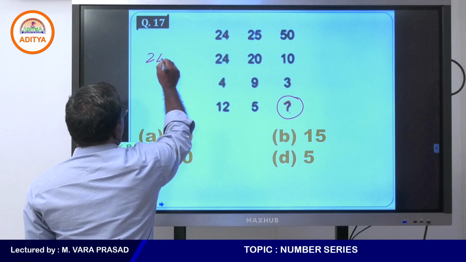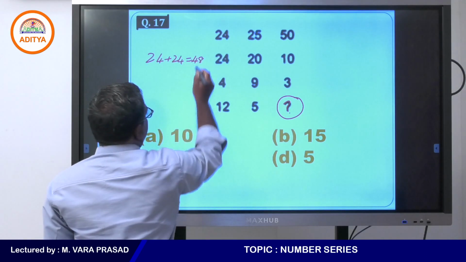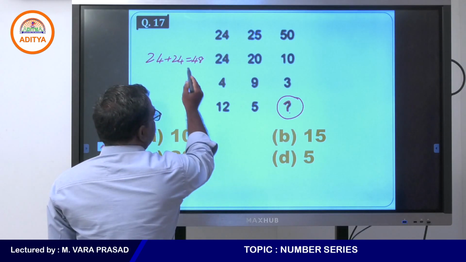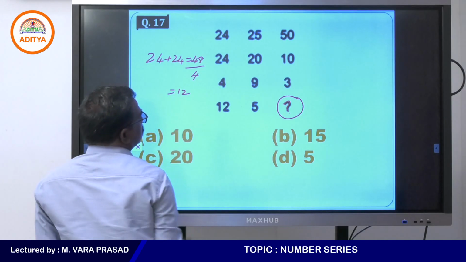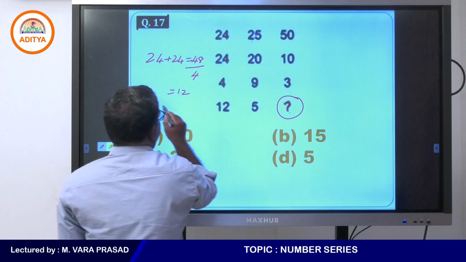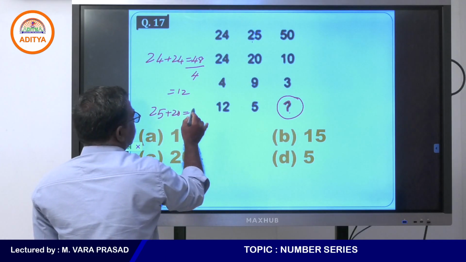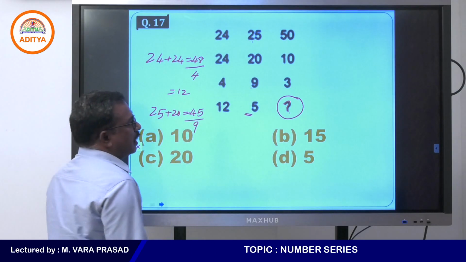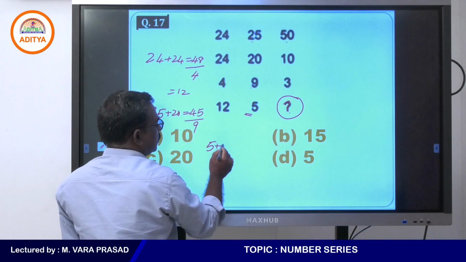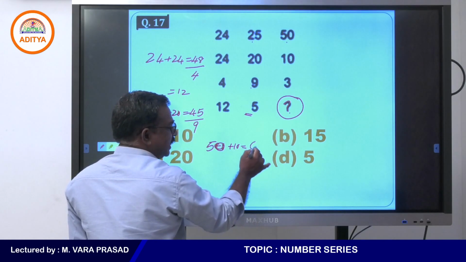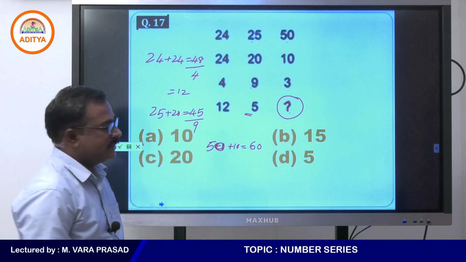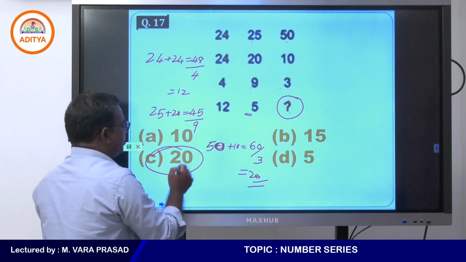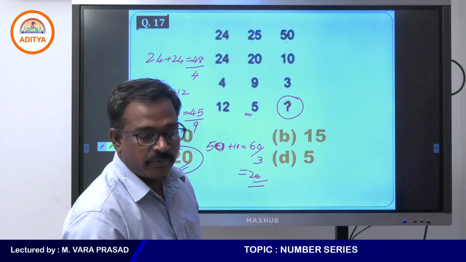24 plus 24 is 48, by 12 is 4. 25 plus 20 is 45, by 9 is 5. Now similarly, 50 plus 10 is 60, by 3 is 20. Yes, option number C. Very good.